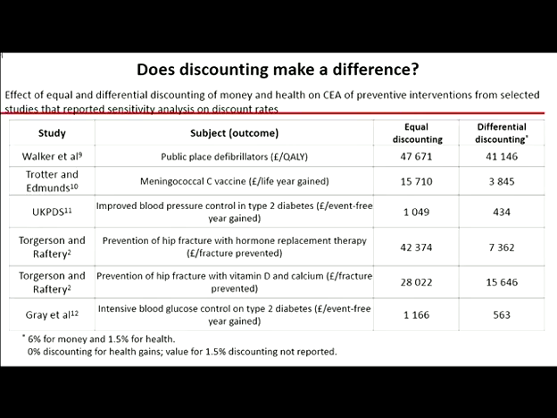So in cases like this one, for a meningococcal vaccine, if you use equal discounting, you get this cost-effectiveness ratio compared to that much. The difference is huge. Here you have 15,000, and here you have almost 4,000. So the implications of using a different discount rate can be quite significant in terms of magnitude. Other studies, for instance this one, on blood pressure control in type 2 diabetes, the same. The differences are quite important.